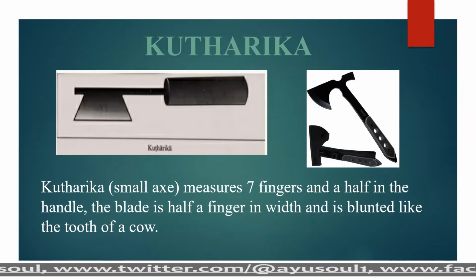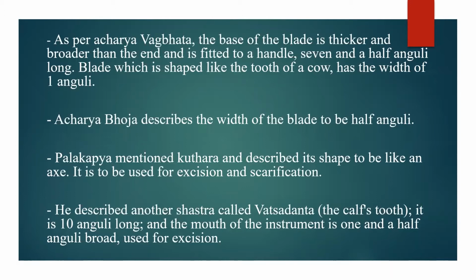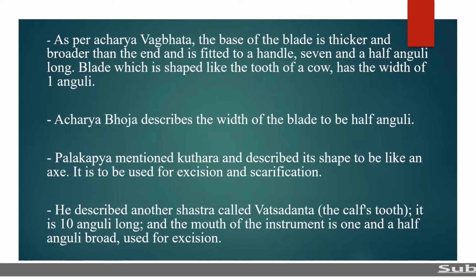Kutharika is a small axe measuring 7 fingers and a half in the handle, and the blade is half a finger in width and is blunted like the tooth of a cow. As per Acharya Vagbhat, the base of the blade is thicker and broader than the end and is fitted to a handle 7.5 anguli long. The blade, which is shaped like the tooth of a cow, has the width of 1 anguli. Acharya Bhoj describes the width of the blade to be half anguli.